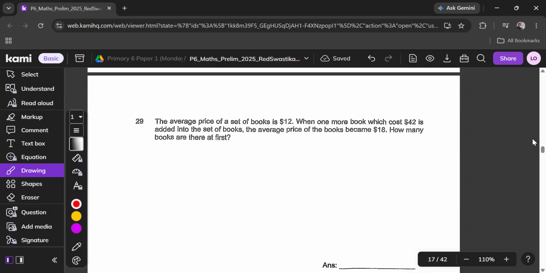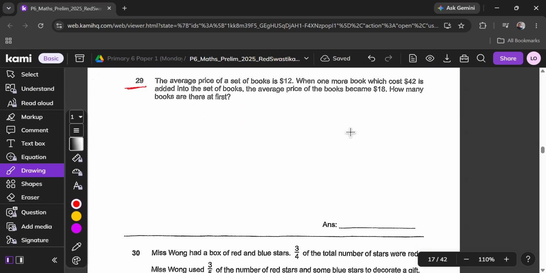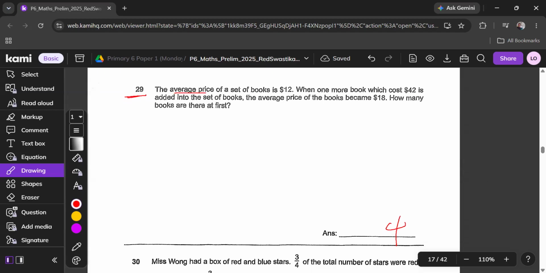Okay, let's go to number 29. Question 29, we have done this before already in your average topic. So your answer will be number 4. Do you still remember this question that we have done before? The harder average problem. Why is it harder? Because the average price of a set of books is $12. Do we know how many books? We don't know. When one more book which costs $42 is added, so you don't know how many books, and then you add one more book, even more confusing. That's why it's harder. The average price of the books became $18.